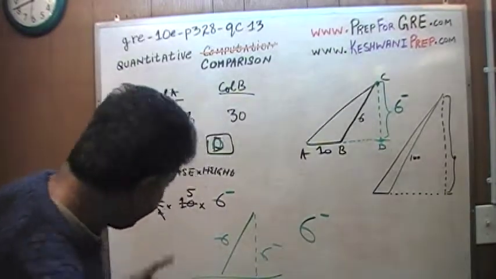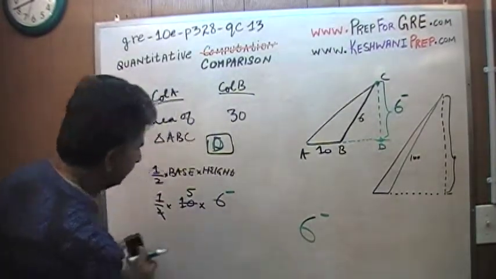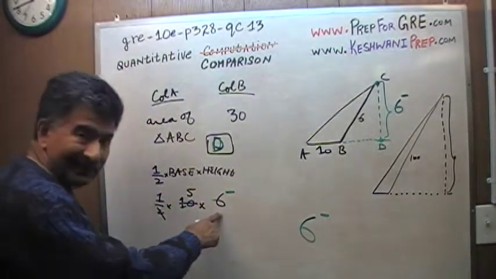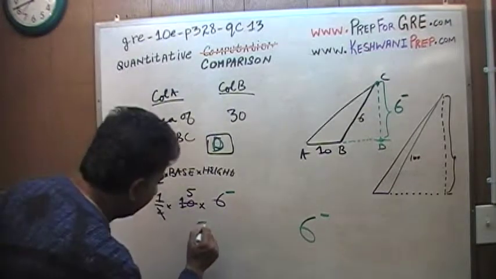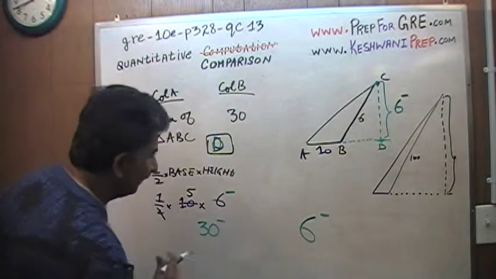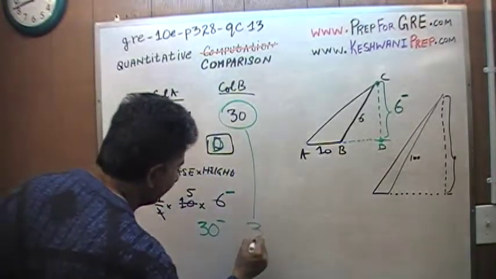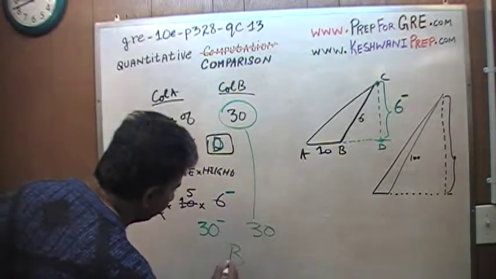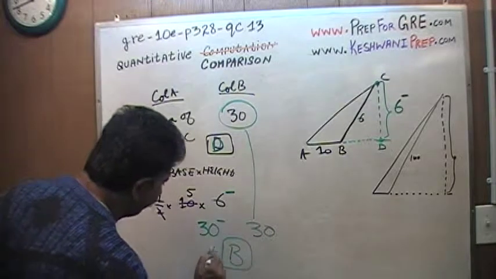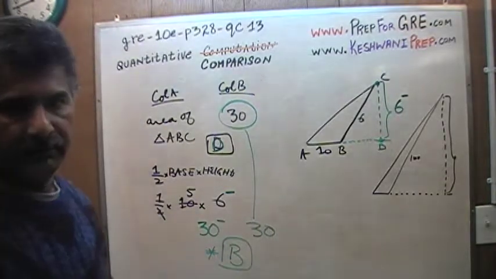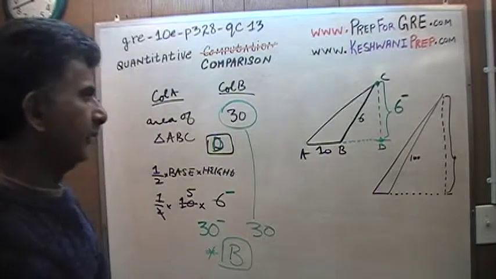Therefore, 5 times something less than 6 feet has to be something less than 30 feet. We are asked to compare it against 30 feet, and therefore the answer is B. Voila, this is the correct answer. That is the correct answer. Do you understand? There you go.